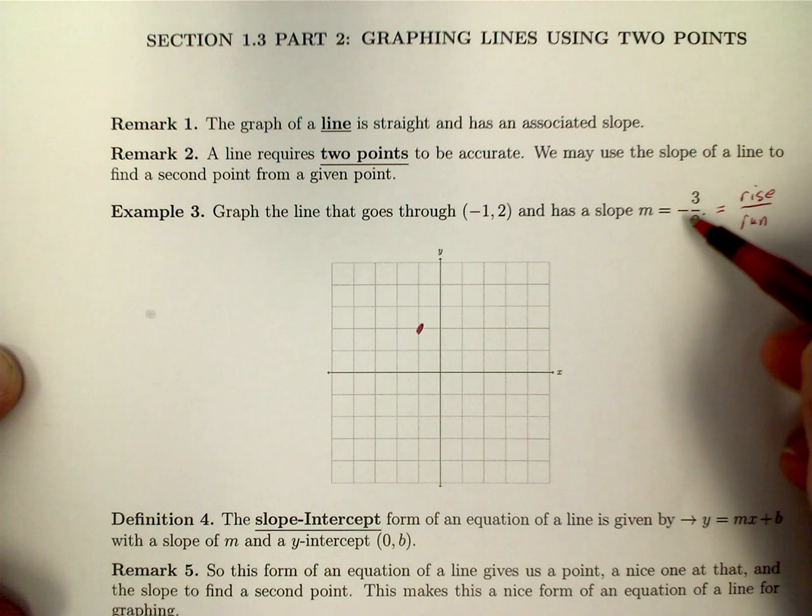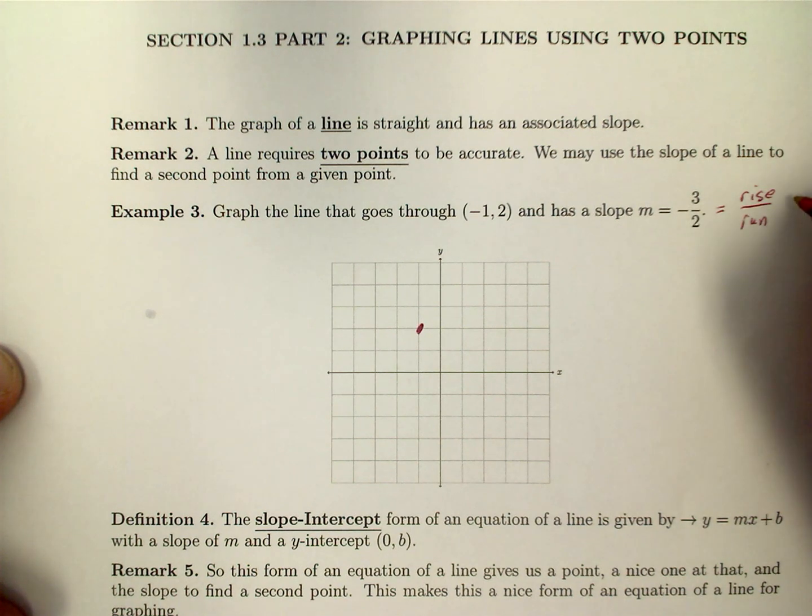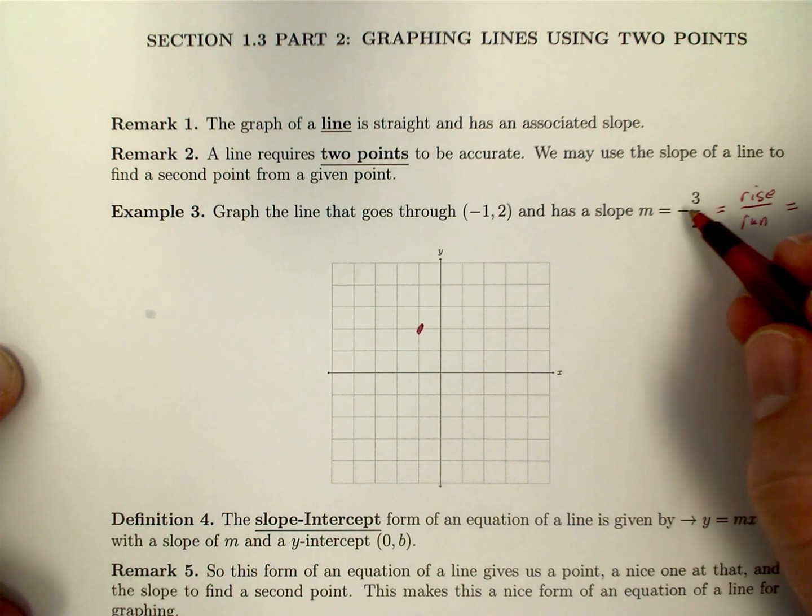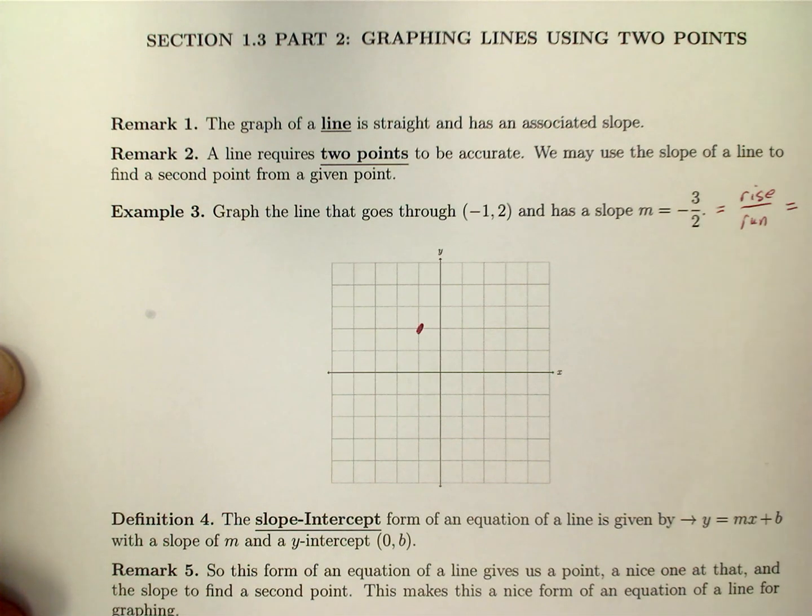And to be clear, we also have a negative here, and my advice is usually to associate the negative to the rise, so either go up or down. If it's positive, up; negative, down. And then the run is always to the right 2. So you go up or down, whatever this is, and then right 2.